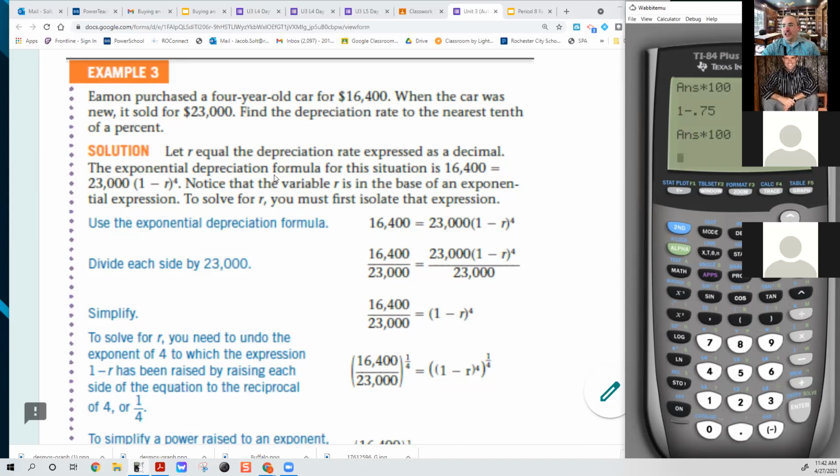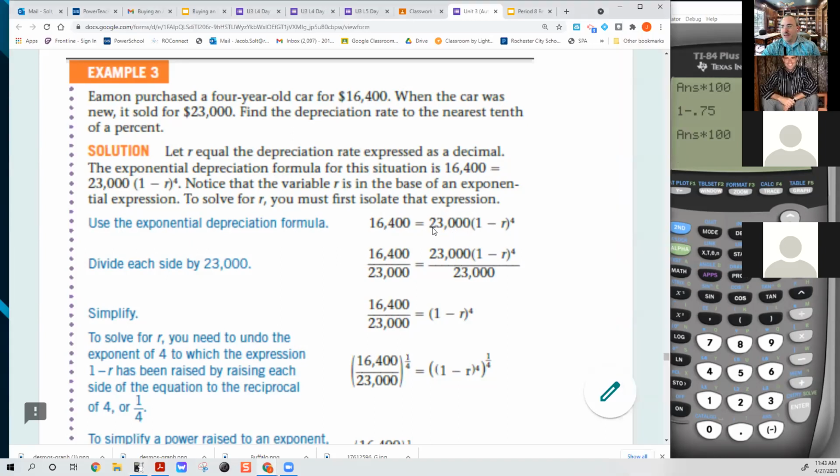The exponential depreciation formula for this situation is going to be 16,400. That's the price he purchased the car, because in our exponentials, Y is the value of the car right now. Then this is the A part. This is the A of the formula. This is the original price of the car before it started depreciating. All right, this is being multiplied by B, and B is the same thing as 1 minus R, and it's raised to the 4th power because it's a 4-year-old car.